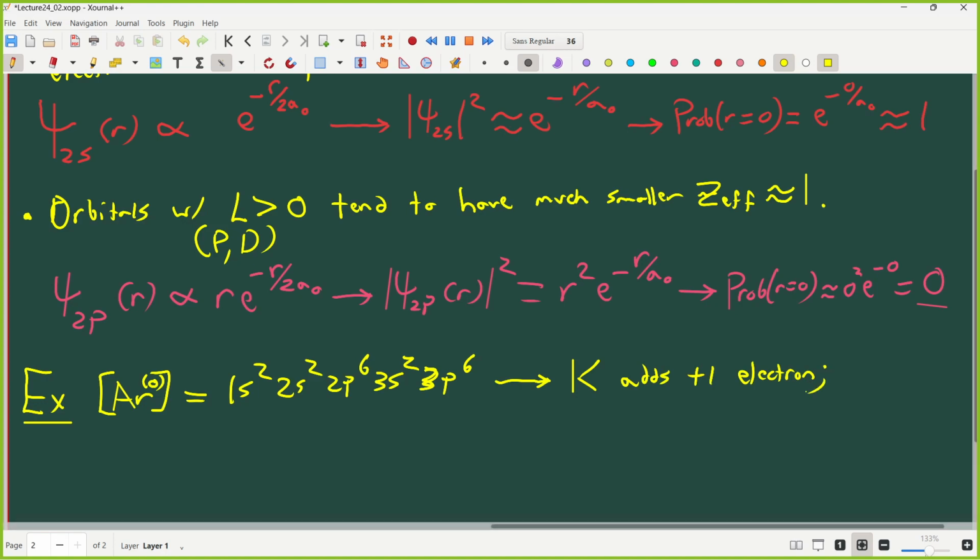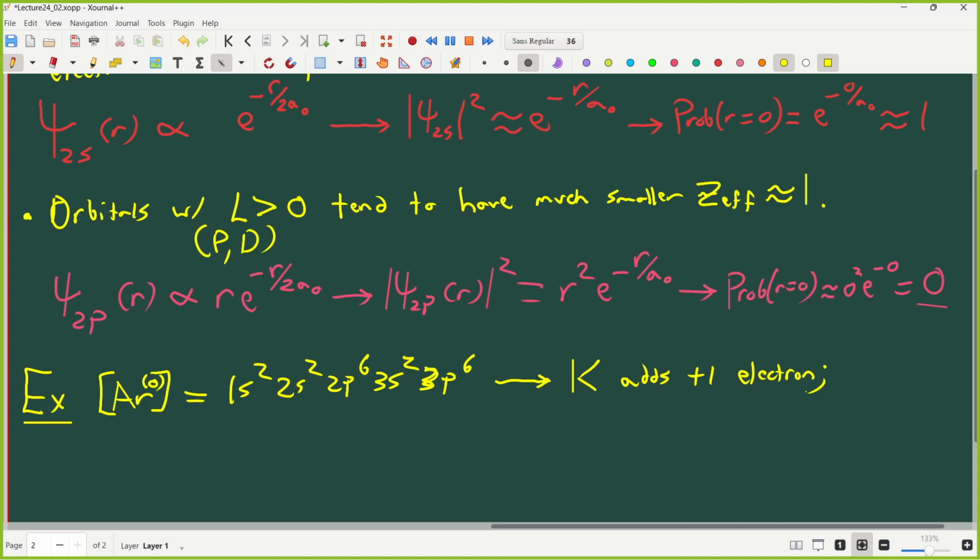If you think naively about the rules, we fill 1s, 2s first, then 2p, then 3s and 3p. We're done with the 3s at that point. So you would think we would go into the d's next, because that's the next set of orbitals: n equals 3, l equals 2. But potassium does not do that.